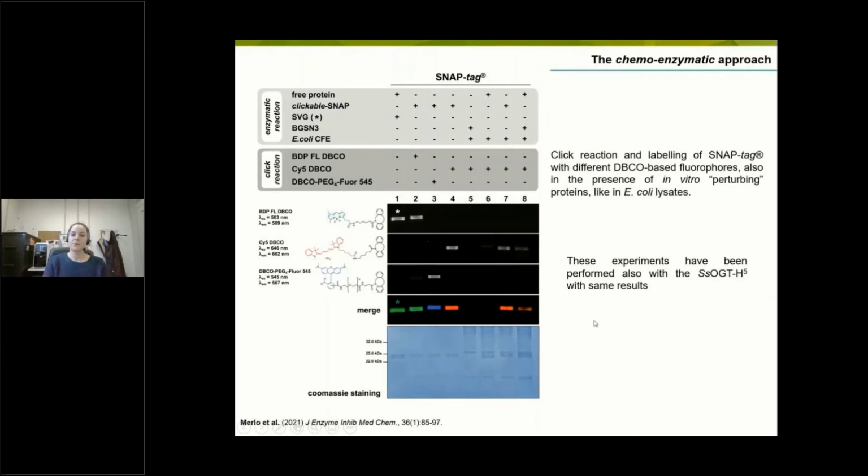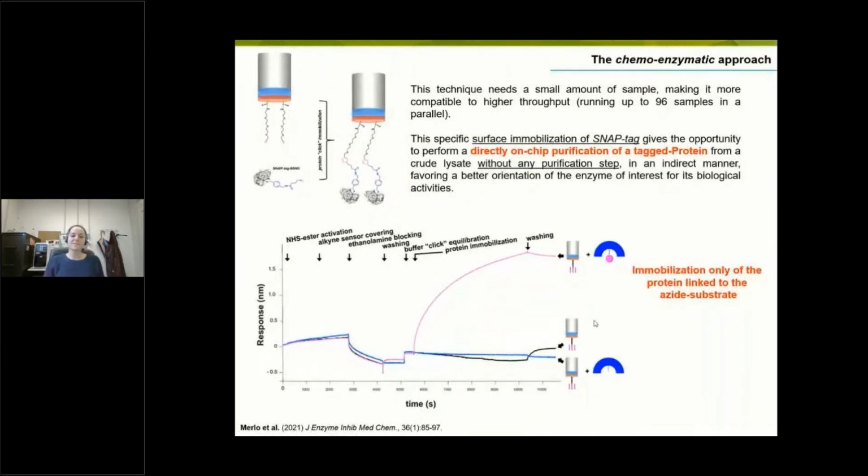But this approach can also be used for specific immobilization of a protein of interest on a solid support. And in this case, we show a biolayer interferometry technique in which we derivatize the sensor with a bifunctional linker exposing an alkyne moiety to the solvent, which can bind the azide group through a click chemistry reaction.